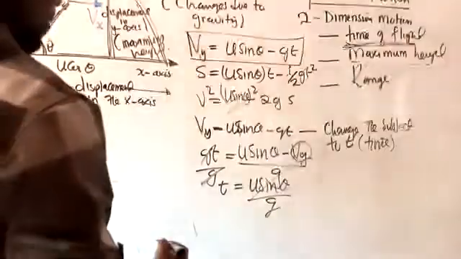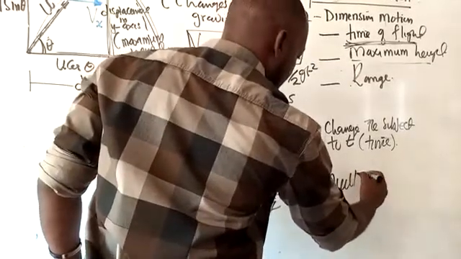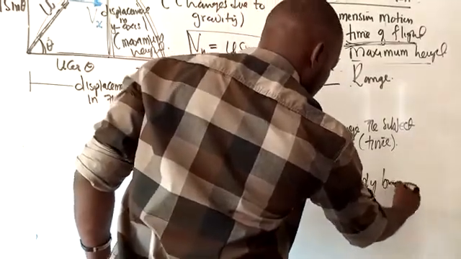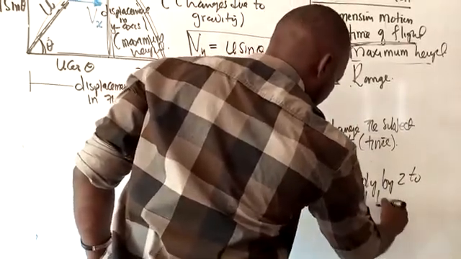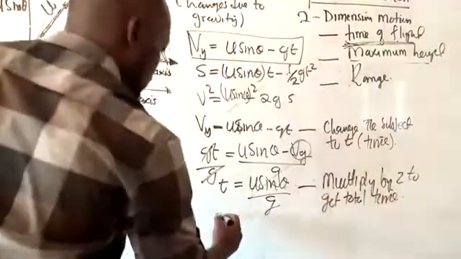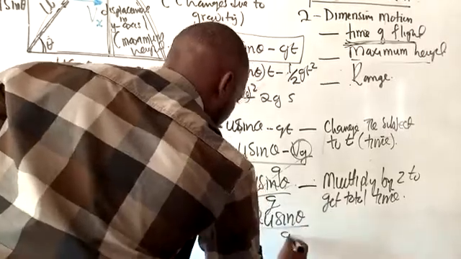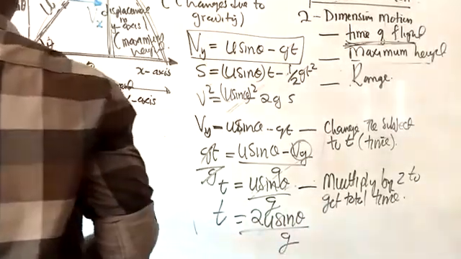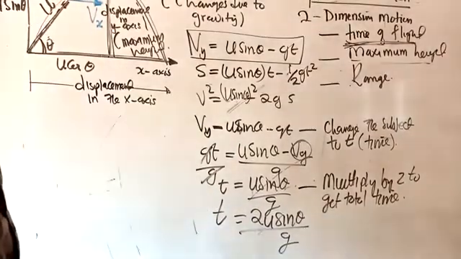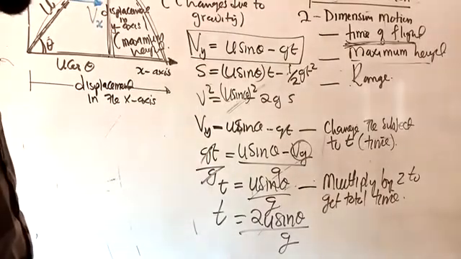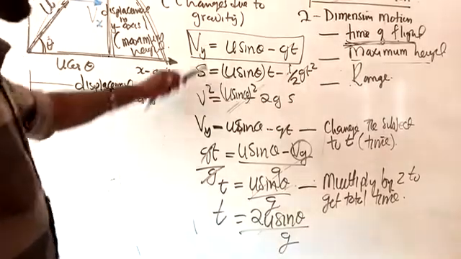Okay, so in that case, multiplying by 2 to get total time, this becomes t equals 2u sine theta over g. That is the time of flight. We've looked at that already, but I thought I should just recap and go through that for the sake of clarity. Okay, so this is where we're coming from.